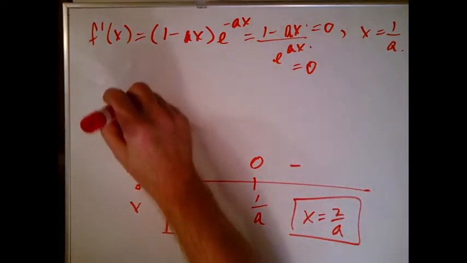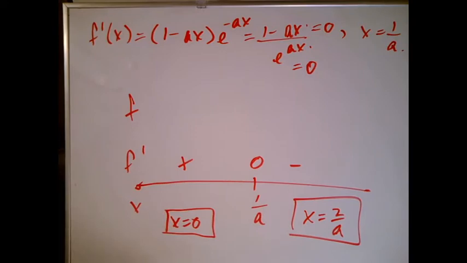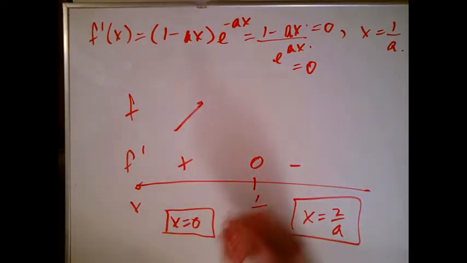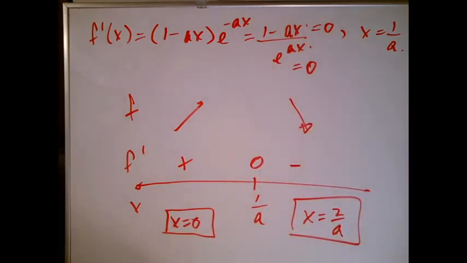Now what did that tell us again about the derivative? When the first derivative is positive, the function is going up. When the first derivative is negative, the function is going down. So now we know exactly when the function is going up and when the function is going down. That's the first part of making the sign chart.